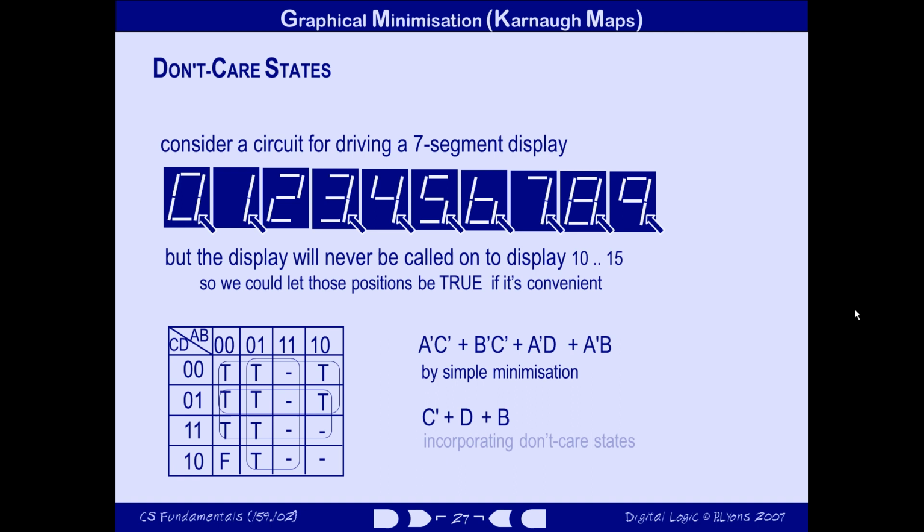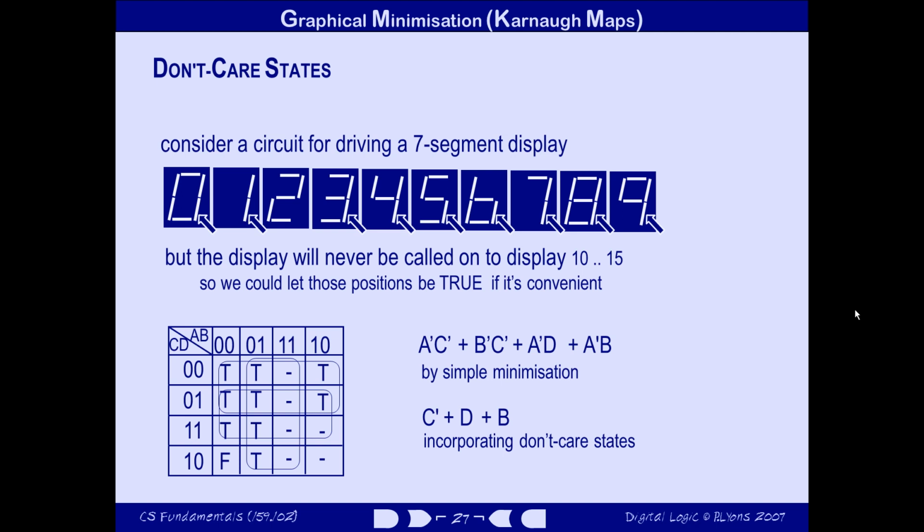So, by simple minimization, without taking the don't cares into account, we get the first expression with 3 terms with 2 variables each. But by allowing the don't cares to be true, if it's convenient for us to do so, we've cut the whole thing down to 3 terms with only 1 variable in each term. By the way, although all the real truths in the K-map have to contribute to the eventual expression, we only include don't cares if it suits us. So the 1 in the bottom right-hand corner could be completely ignored. Seems a bit cruel to the poor thing, but, well, sometimes that's just the way you have to be.